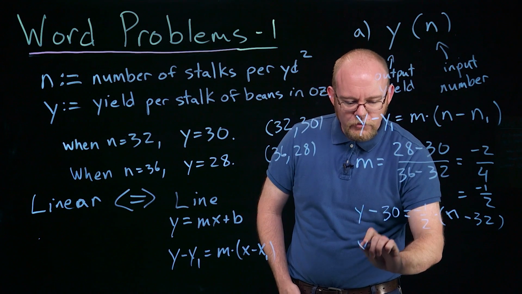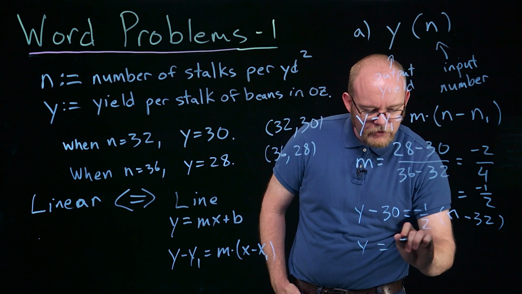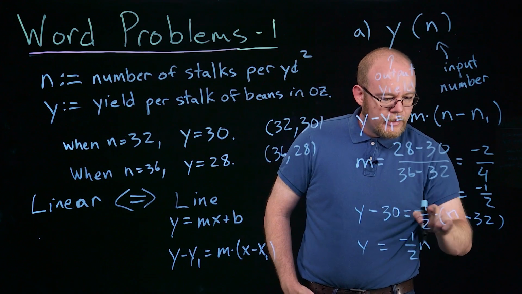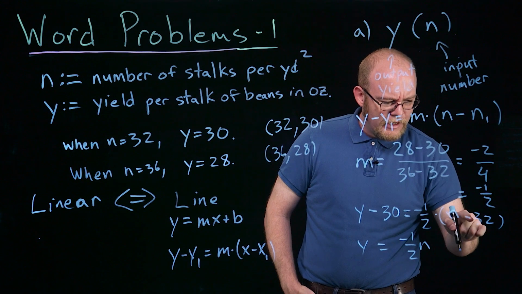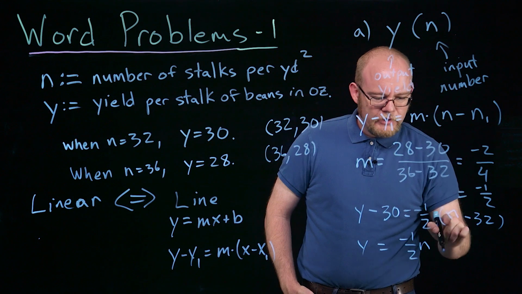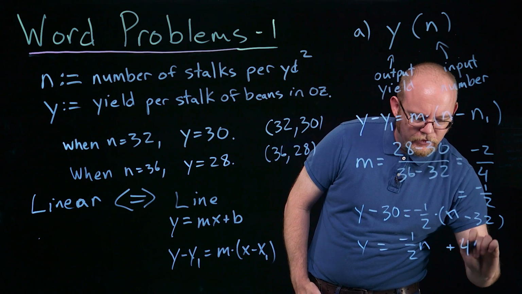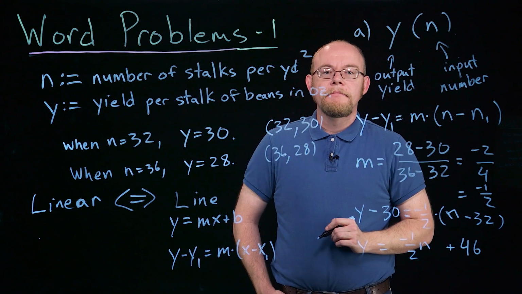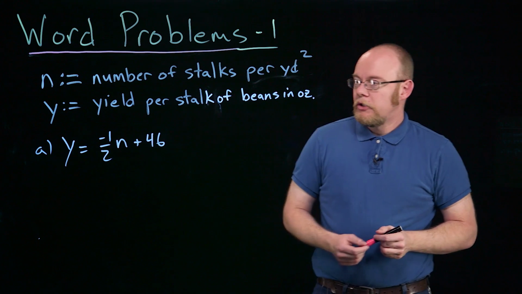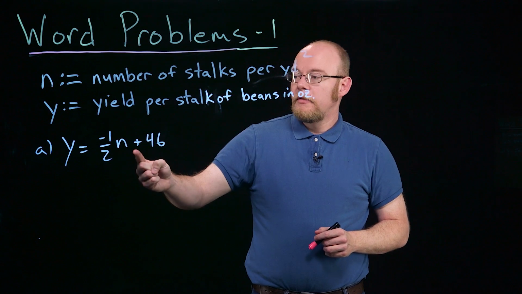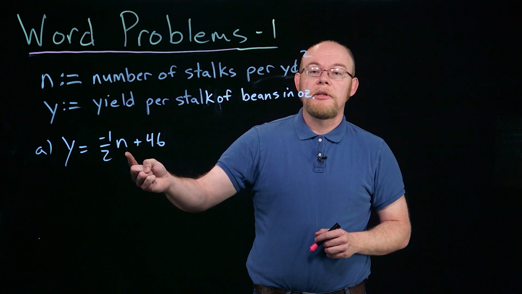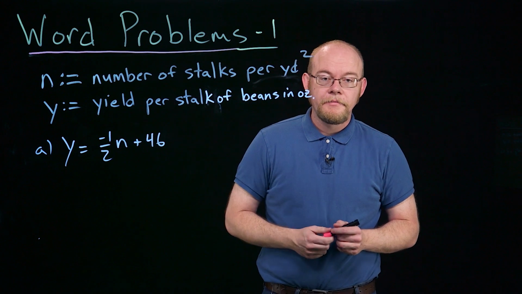And then if we move the 30 over, we get y is equal to negative 1/2 times n. And then we add 30, and if we have negative 1/2 minus 32, that's going to be plus 16, so it's going to be plus 46. Okay, so we found part A, which shows that the yield as a function of the number of stalks planted per square yard is equal to negative 1/2 the number of stalks planted per square yard plus 46.